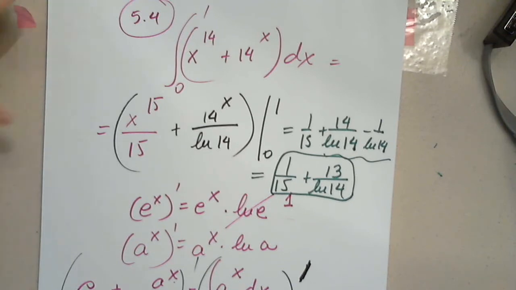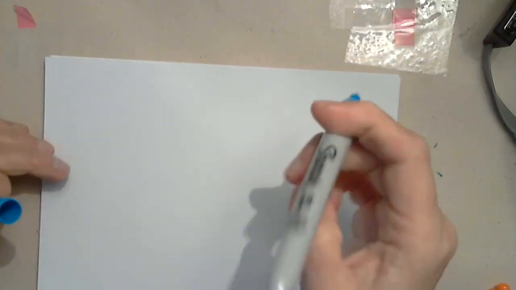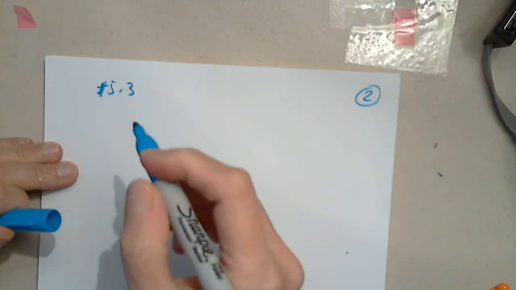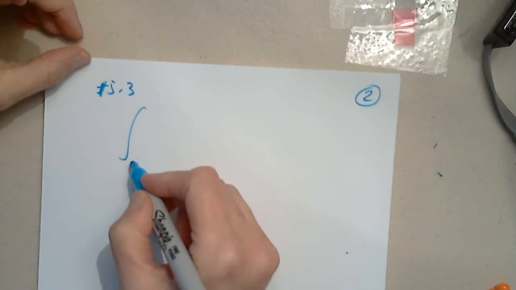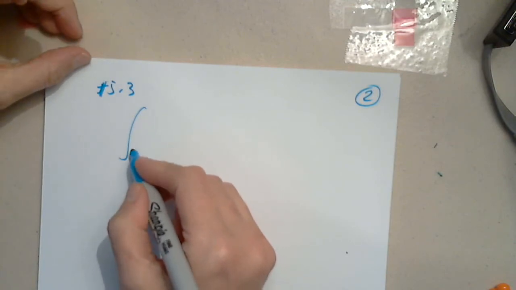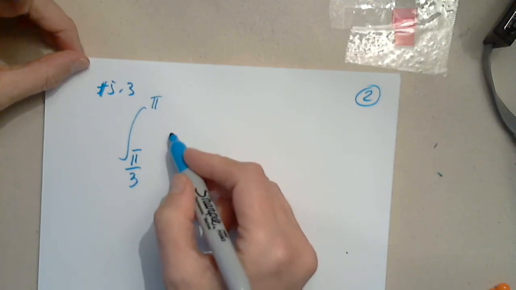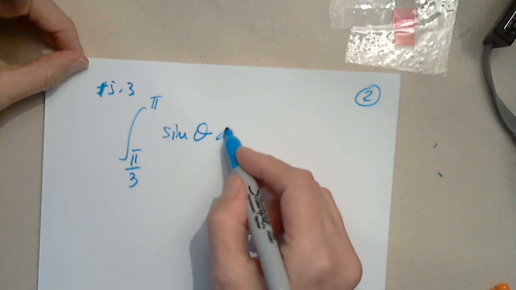I'm ready. It's from section 5.3. Evaluate the integral, with a lower limit of pi divided by 3 and an upper limit of pi, of sine theta d theta.